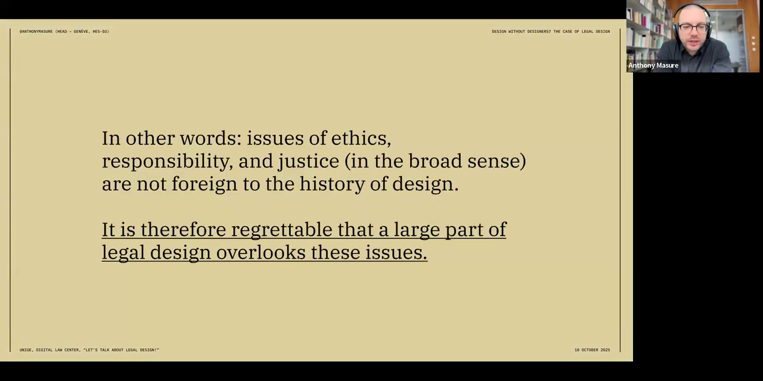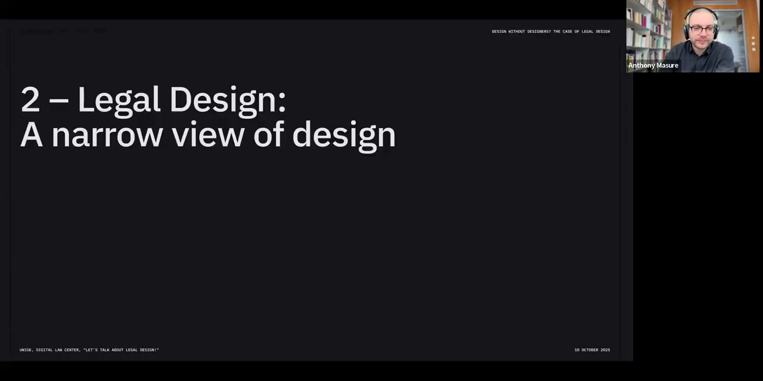So in other words, issues of ethics, responsibility, and justice are not foreign to the history of design, not at all, and it is therefore regrettable that a large part of legal design overlooks these issues. Because when I look at legal design, I mostly see lawyers or citizens looking for answers, but not much for people who are interested in the critical skills of design and designers. So that's a first conclusion of my talk.